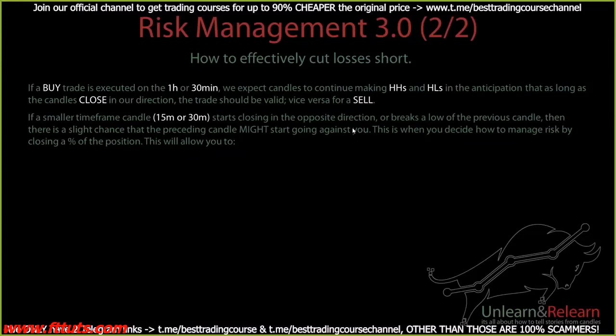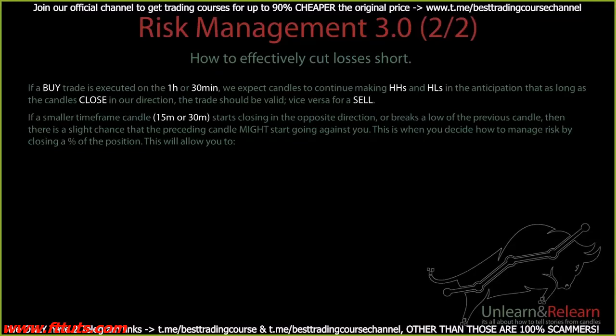What this means is, let's say you have a candle that's closing bullish. Actually, we're going to look at this example here in a bit. This is when you decide how to manage risk by closing a percentage of the position. So when you're reducing risk, let's say you have a candle open and the candle is going bullish and you're in a buy, and it's a 30-minute candle, but on a 15-minute candle, you see that the candle has closed bearish. So now what you want to do is reduce some risk.